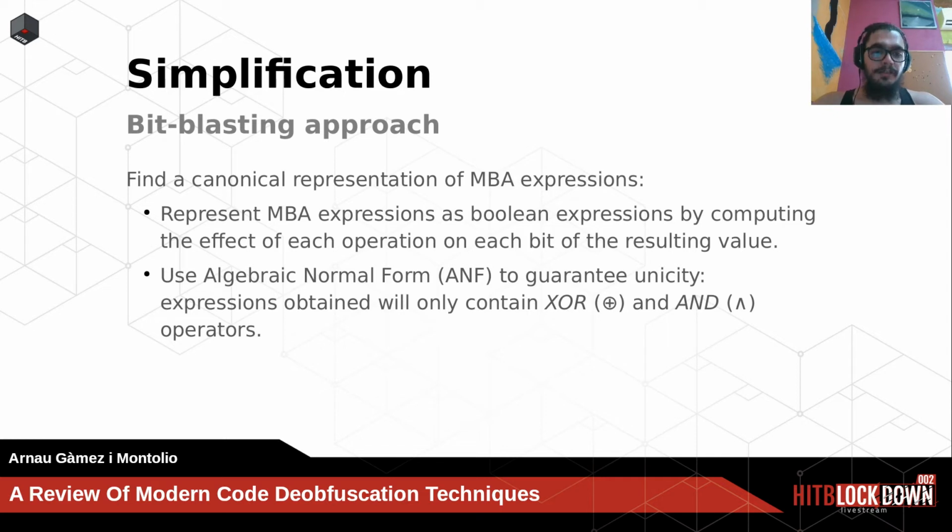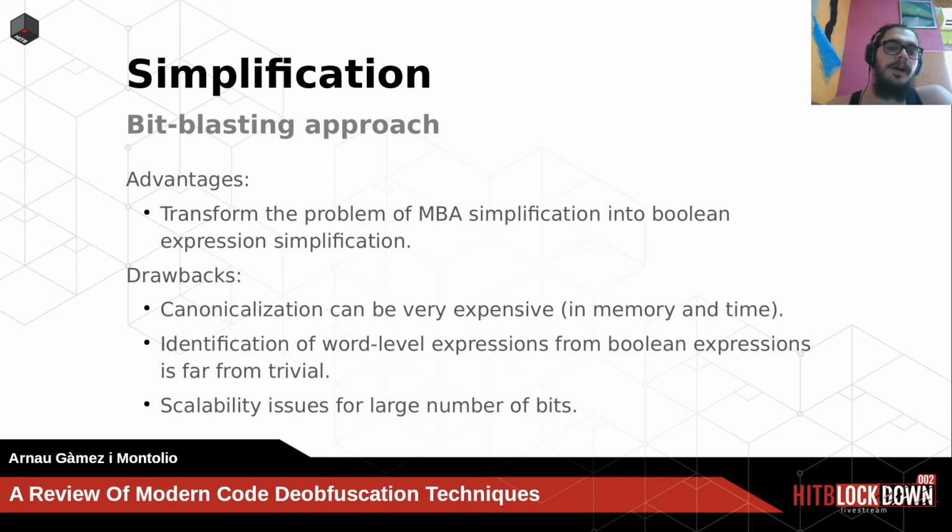We leverage for that the algebraic normal form that guarantees uniqueness, which is basically that all the Boolean expressions we get will contain only XOR and AND operators. The advantage of this approach is that we are transforming the problem of MBA simplification into the problem of simple Boolean expression simplification. Although we find a few drawbacks as well.